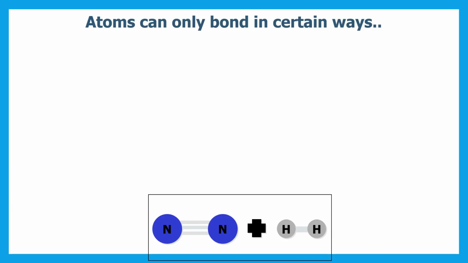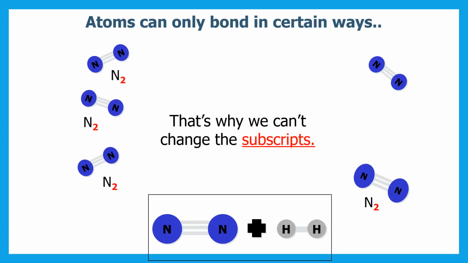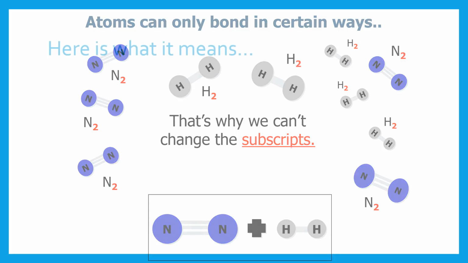The reason why we can't change those subscripts is because atoms can only bond in certain ways. Whenever they're bonding together, we can't suddenly just throw in an extra atom and expect it to fit because of those valence electrons. And so we have to go by those rules.